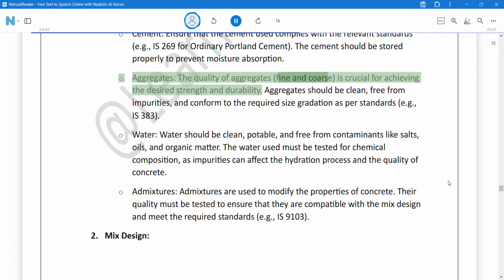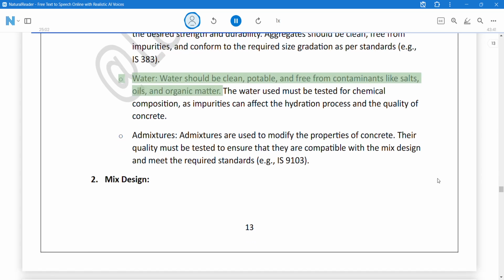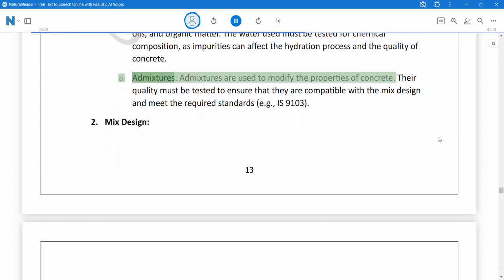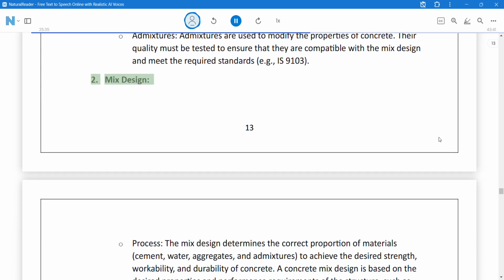Aggregates. The quality of aggregates is crucial for achieving the desired strength and durability. Aggregates should be clean, free from impurities, and conform to the required size gradation as per standards. Water. Water should be clean, potable, and free from contaminants like salts, oils, and organic matter. The water used must be tested for chemical composition, as impurities can affect the hydration process and the quality of concrete. Admixtures. Admixtures are used to modify the properties of concrete. Their quality must be tested to ensure that they are compatible with the mix design and meet the required standards.